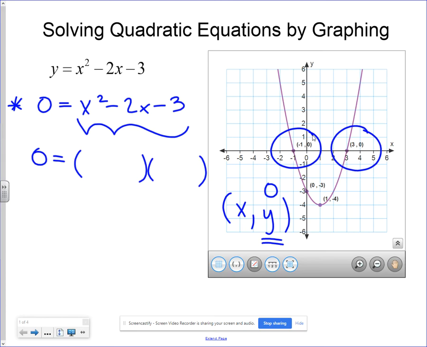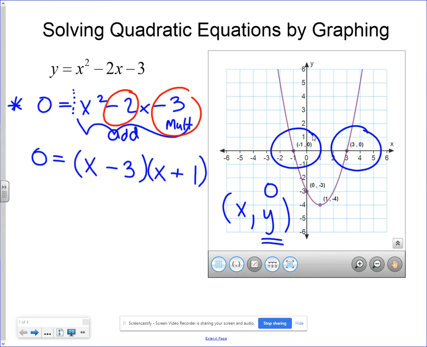Well, this side is a quadratic trinomial, so it's going to be easy to factor because we have a leading coefficient of 1. So what we do is we ask ourselves, what two numbers multiply to be -3 and add to be -2? Well, the two numbers are -3 and +1. They multiply to be -3, they add to be -2. So the factors are the quantity x minus 3 and x plus 1.